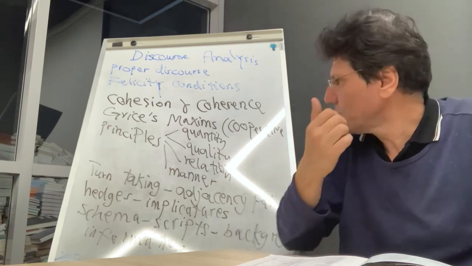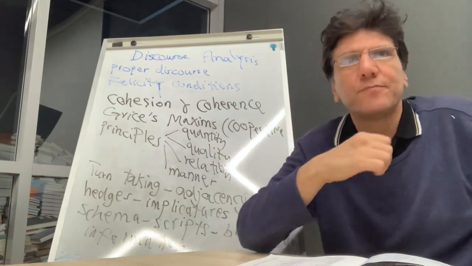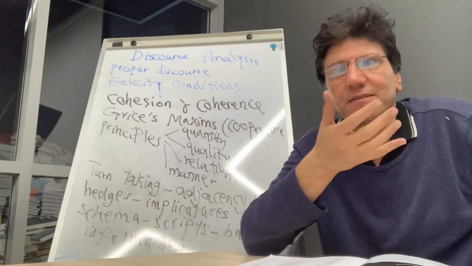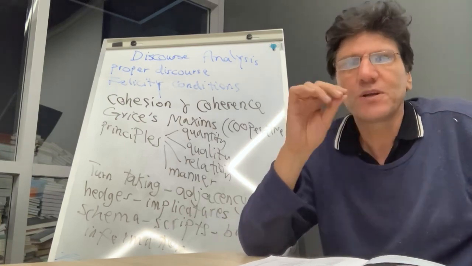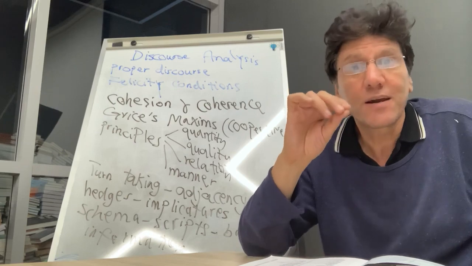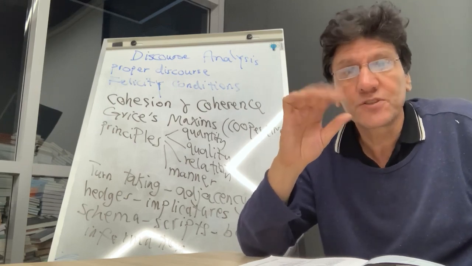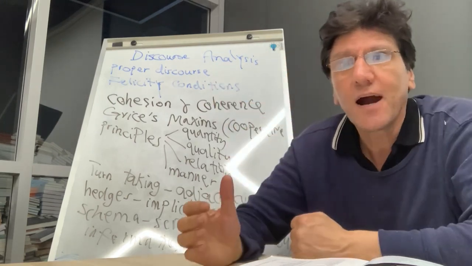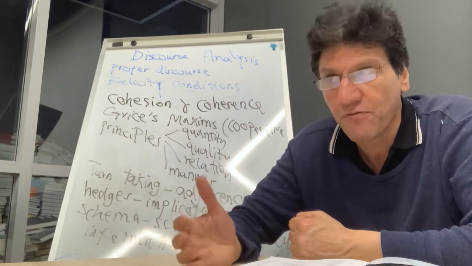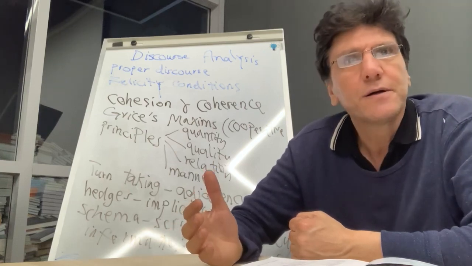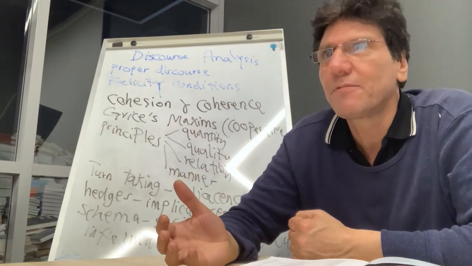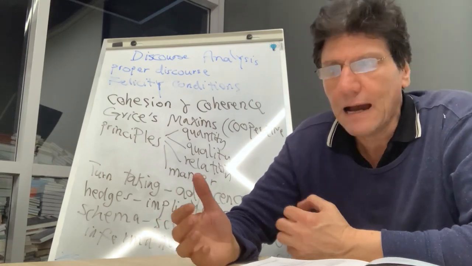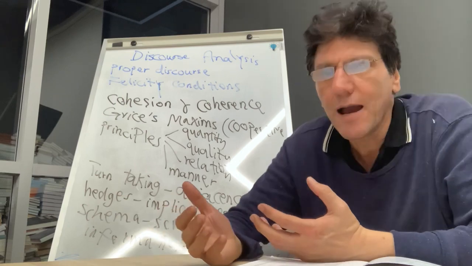Then the other one is quality. Quality is just being honest and truthful. Don't give wrong information. So what is the maxim of quality in your conversation, in your discourse? Conversation is a discourse. So in a conversation or a discourse, be truthful. Be honest. For example, I ask you, where is the library? And you say, I don't know. I don't know where the library is.